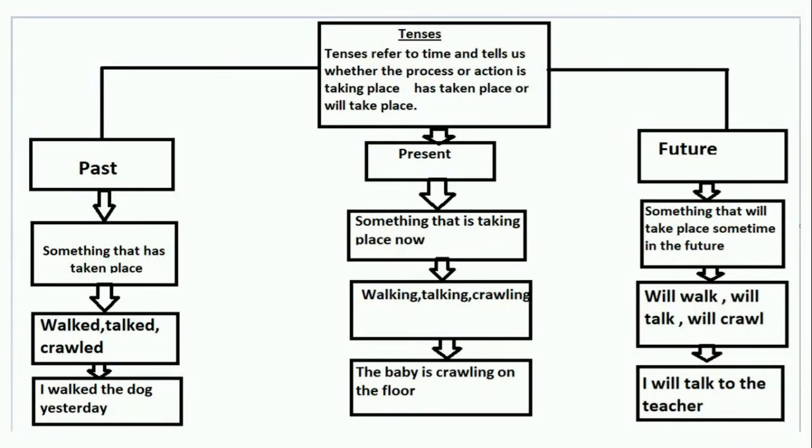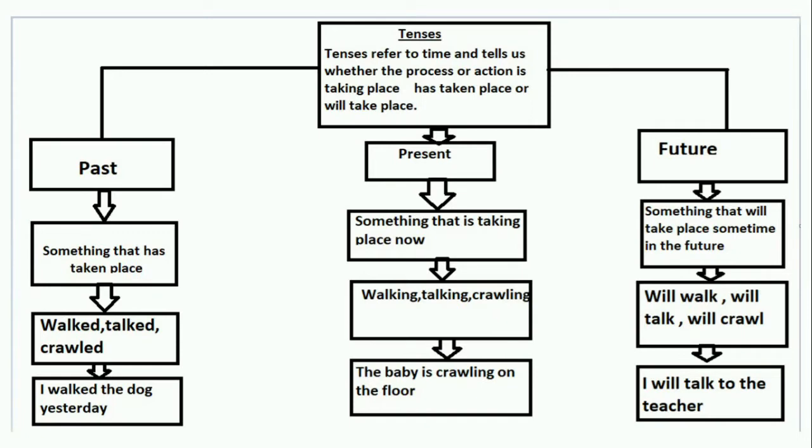Students, I think you have understood that the tense of a verb shows the time when an action takes place. There are three tenses: past tense, present tense, and future tense. Now, let's try to understand in other words. Tense refers to time and tells us whether the process or action is taking place, has taken place, or will be taking place.